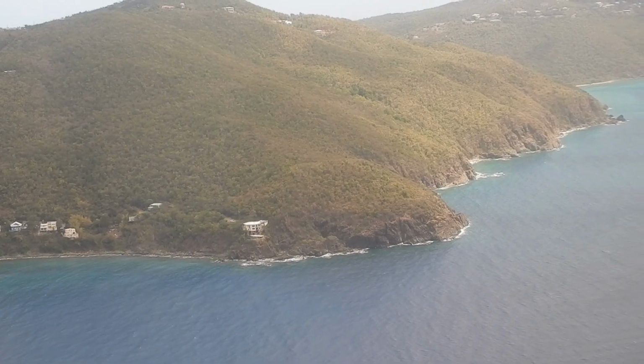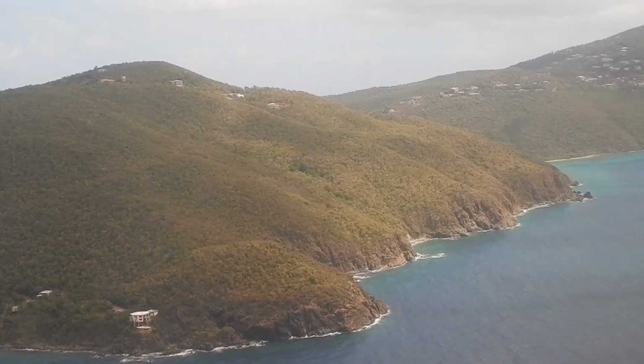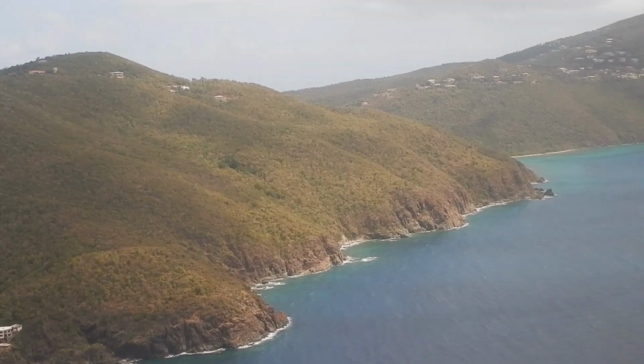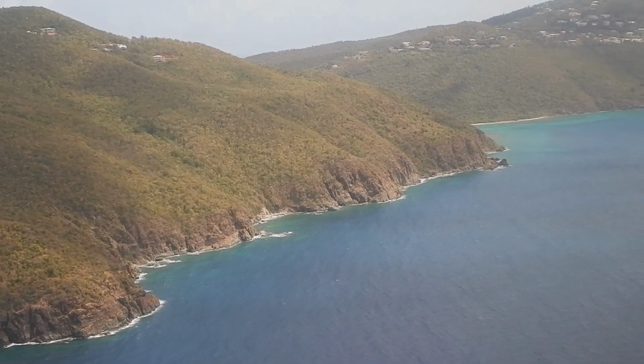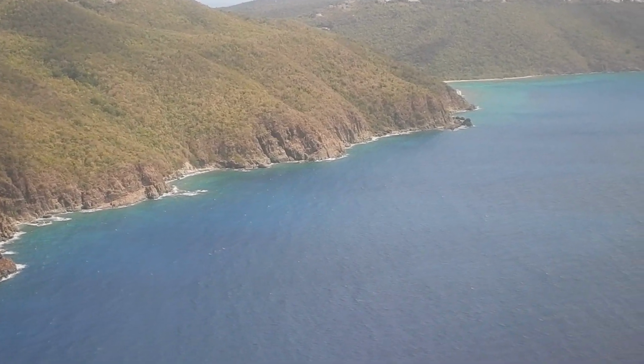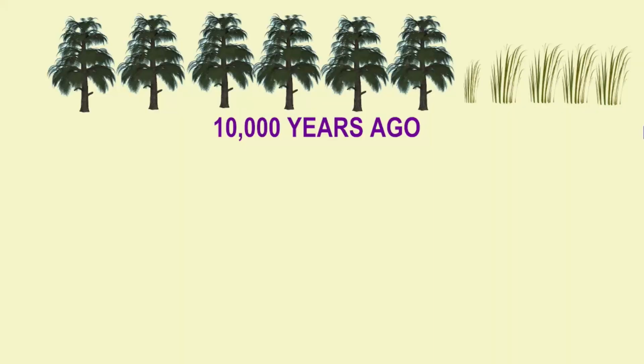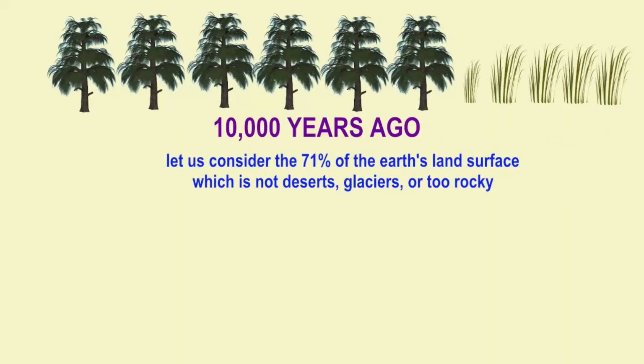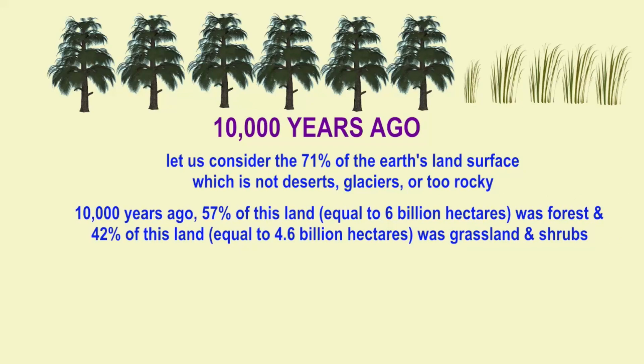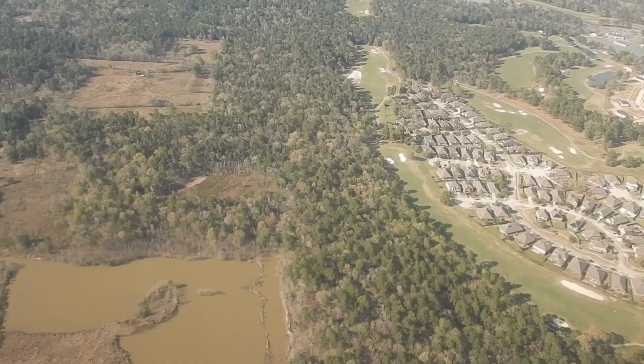In this animation, let's consider the 71% of Earth's terrestrial land surface which is not covered by deserts, glaciers, or is too rocky. This area, which is almost 11 billion hectares, 10,000 years ago was represented by forest, about 6 billion hectares. This would be 57% of it. And grassland and shrubland would be about 42% of it, equal to about 4.6 billion hectares.